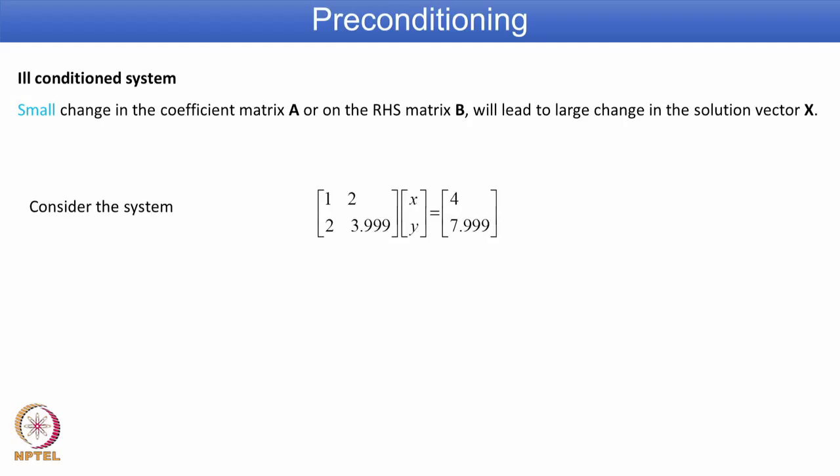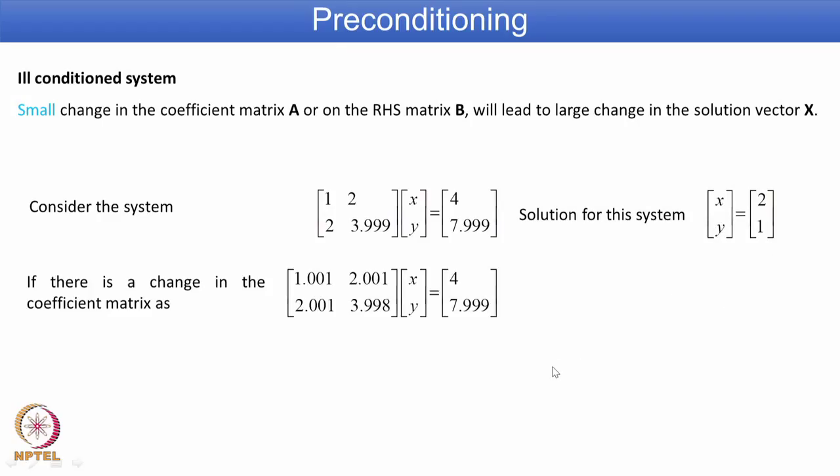Consider again an example matrix as shown here: 1, 2, 2, 3.999 and x, y as the solution vector equal to the right hand side as shown here. The solution of this system is as shown here: x and y equal to 2 and 1. We take the first case, we change the coefficient matrix slightly. So, instead of 1, 2, 2, 3.999, we get 1.001, 2.001, 2.001, 3.998. The right hand side matrix is the same.